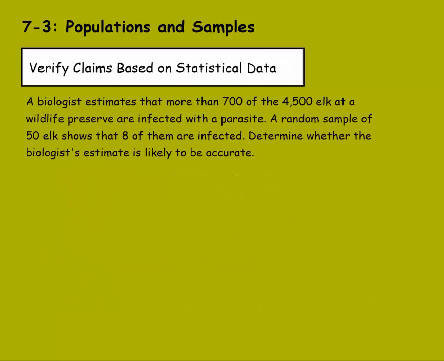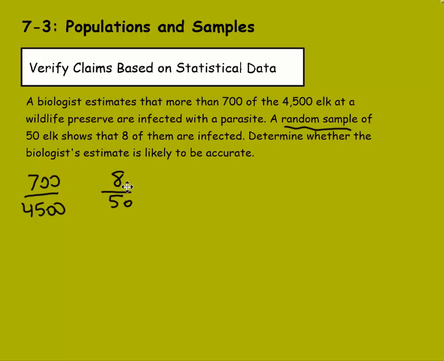Here we're going to verify a claim based on statistical data. It says a biologist estimates that more than 700 of the 4,500 elk at a wildlife preserve are infected with a parasite. A random sample, which is good, he chose a random sample, of 50 elk shows that 8 of them are infected. So determine whether the biologist's estimate is likely to be accurate. So the biologist thinks that 700 out of 4,500 are infected. He took a sample of that population, a sample of 50 elk, and he found out that 8 of them are infected.